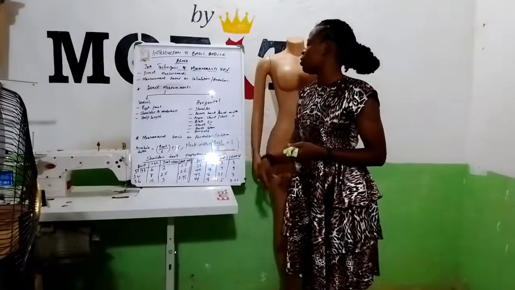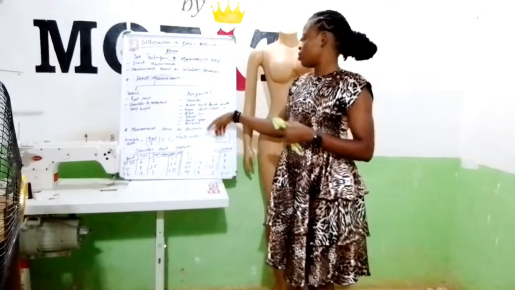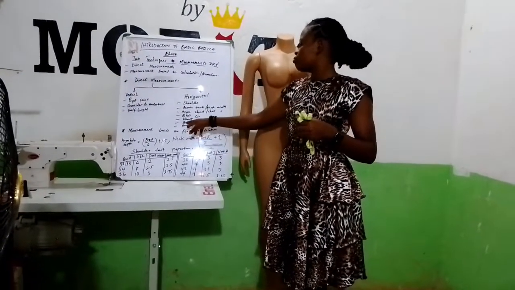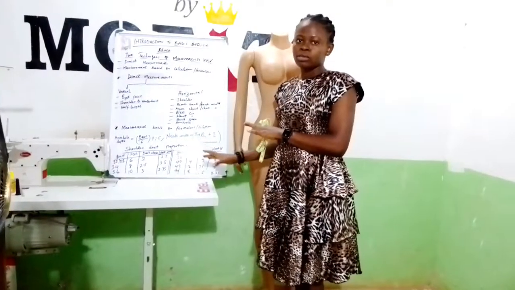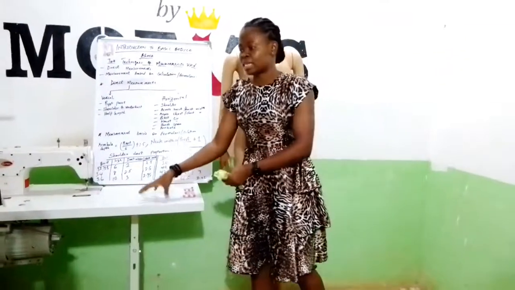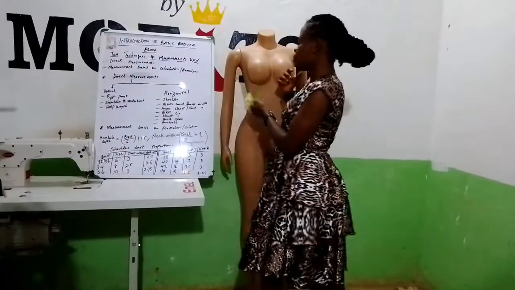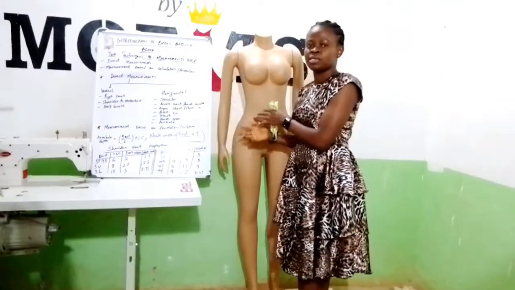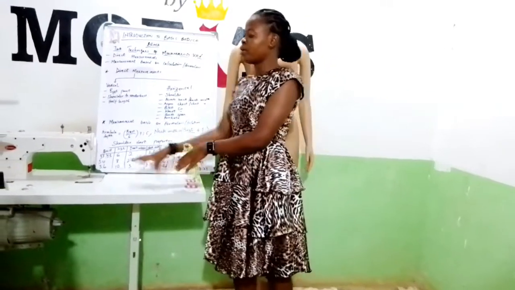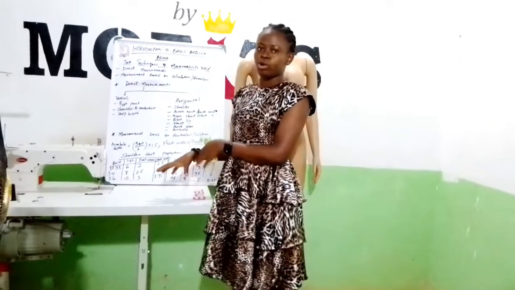Then for the horizontal, you have the shoulder, the across back, the across chest, the chest circumference, the bust circumference, then the bust span and armhole. These are the horizontal measurements, which if you are drafting on your pattern, you have to input. The importance of knowing your measurements is that you have to get them accurate, so that when you are drafting, you can input the accurate value on your pattern.